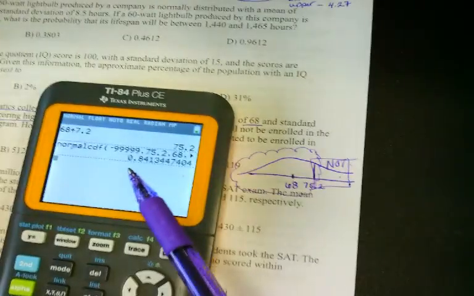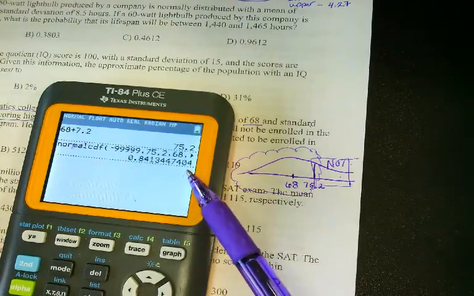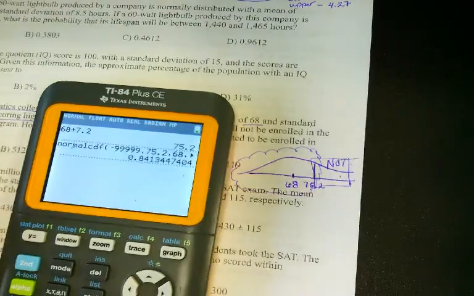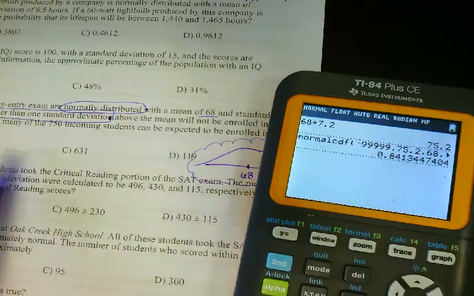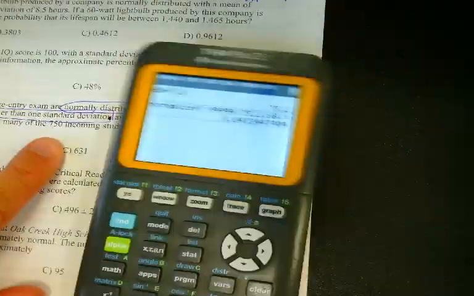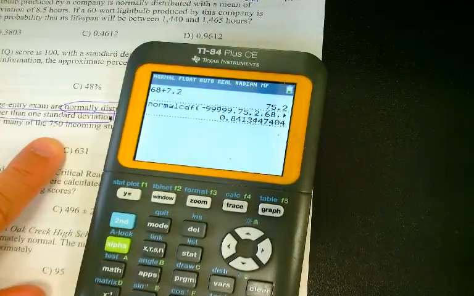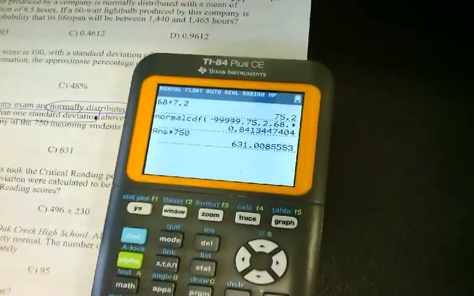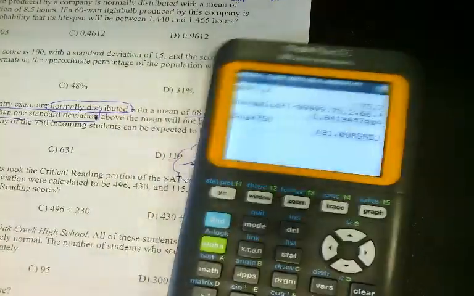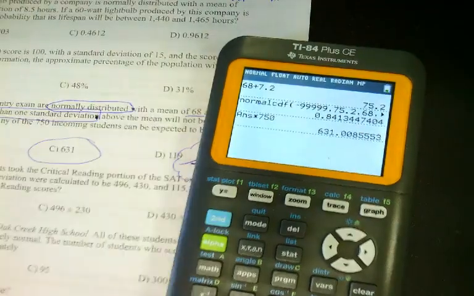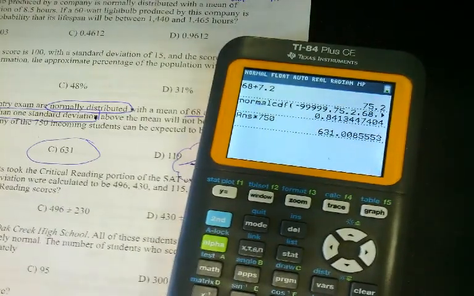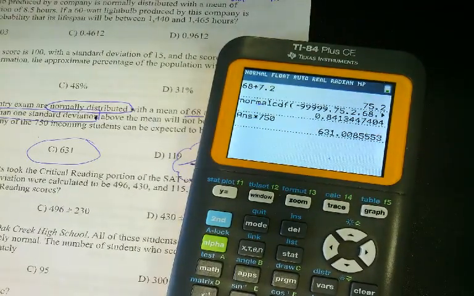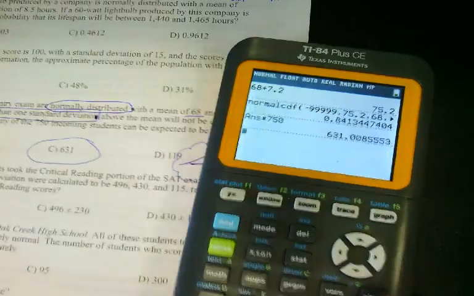So what percent of the students are getting enrolled in the program? 84. Now it wants to know how many students. Notice that's not a choice, that's not the question. How many of the 750? So what am I going to do with that number? Times by the 750. So 631 students are getting enrolled in the tutoring program. So they're not always going to be super straightforward and tell you what they are. They might make you work at it a little bit. Okay.